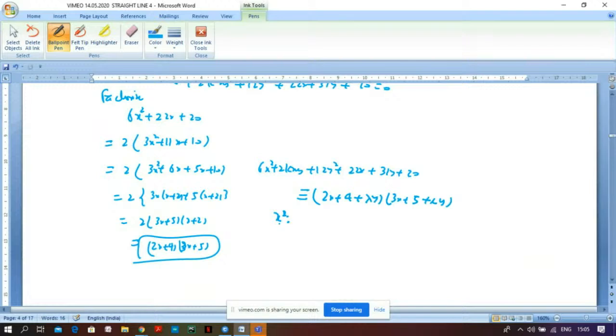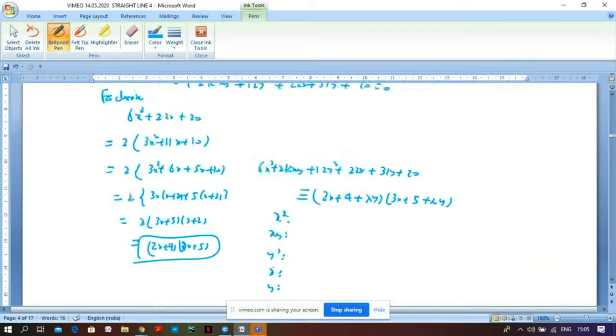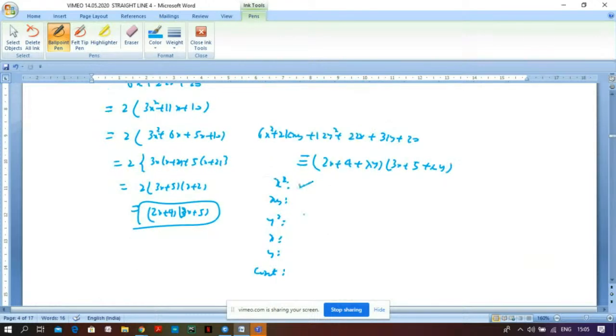Again you have x squared, xy, y squared, then x, y, and the constant term. Now x squared we are already done with. It won't give new information, nor will x and the constant. Already we have squeezed the information out of them, so they don't give anything new.